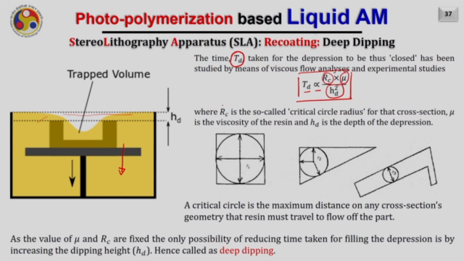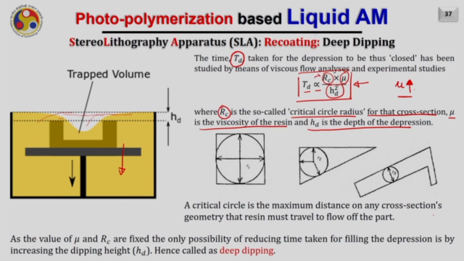So, RC, let us discuss about RC first. It is called the critical radius or critical circle radius for that particular cross section. I will discuss this in detail. Mu is the viscosity of the resin and HD is the depth of the depression, like I already mentioned. Of course, if mu is high, meaning the viscosity of the liquid resin is high, it will take more time to close the depression created here.